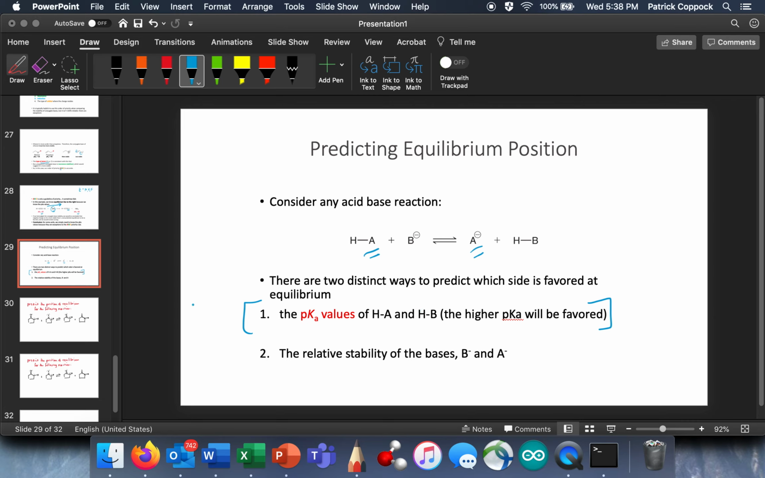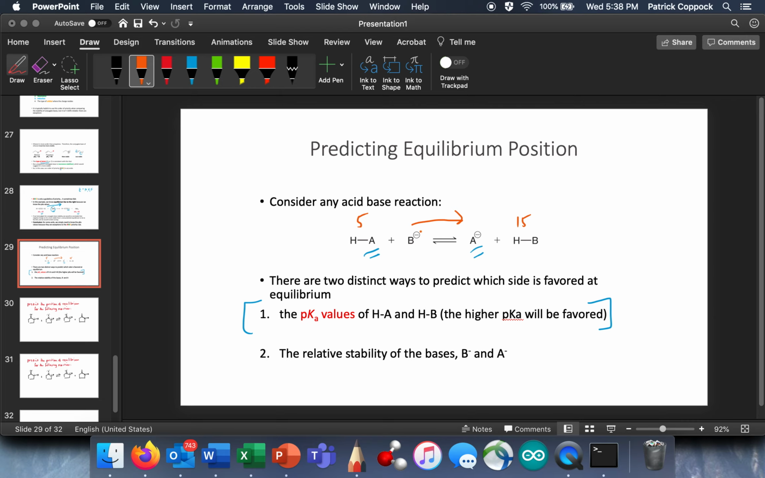Whichever one is lower, let's just make up some numbers here. Let's say the pKa of this one is 5, and the pKa of this one is, let's say, 15. Then this is going to be the better acid, and it's going to go in that direction. That's if we use method number one.